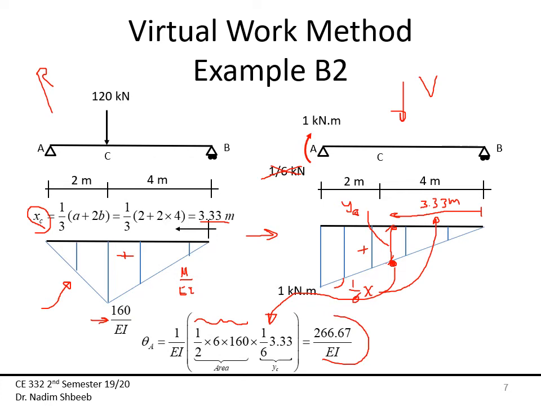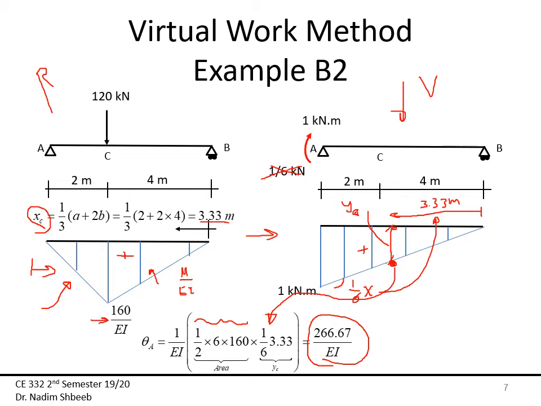And lo and behold, it's the same value, 266.67 EI. So what this is basically saying is, you take the area under the real system and then multiply that by the value at the centroid of the virtual system. So you find the centroid for the real system, hence the 3.33, which is 1/3 A plus 2B if you're going this way. If you go from the other direction, it's just going to be 1/3 2A plus B, with this being A and this being B.